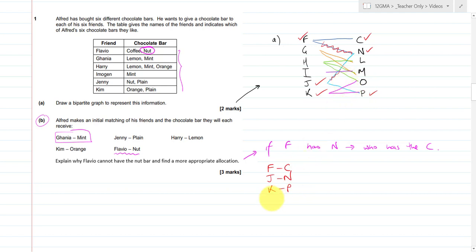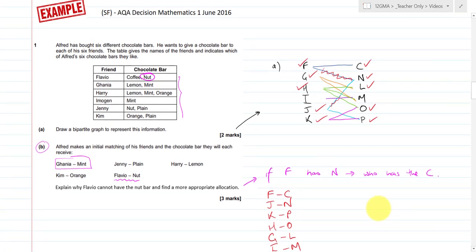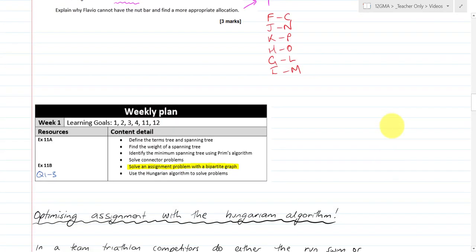Kim won't have orange, which means Harry has to have orange. Orange and Harry's done. Harry's not having lemon, so that means Garnier has to have lemon. Lemon, Garnier's gone, and of course Imogen, we always knew she had to have the mint. And so that works. It's a unique solution because at no point did we have to make a choice. And it fixes up Alfred's initial matching, which was incorrect. So there you go, that's a pretty simple familiar question once you understand the process that we're working through.